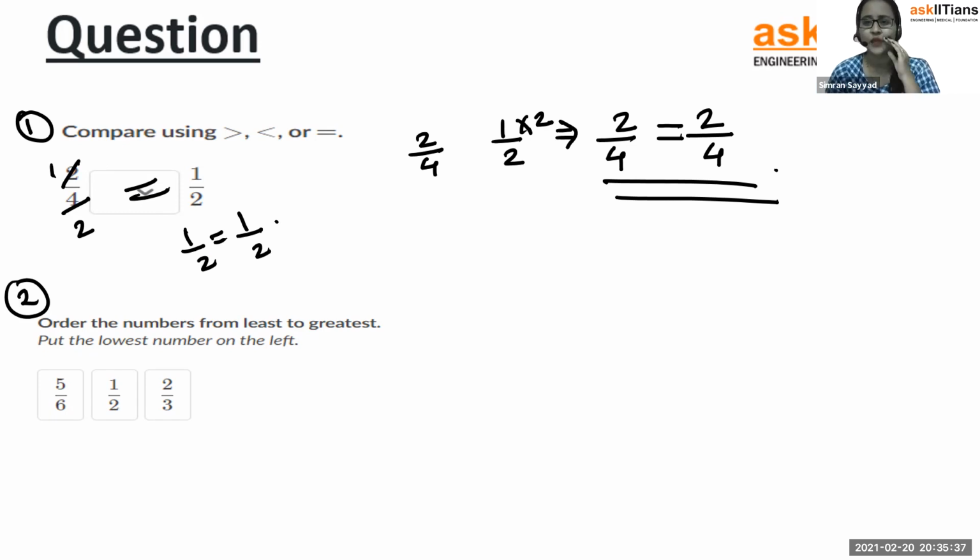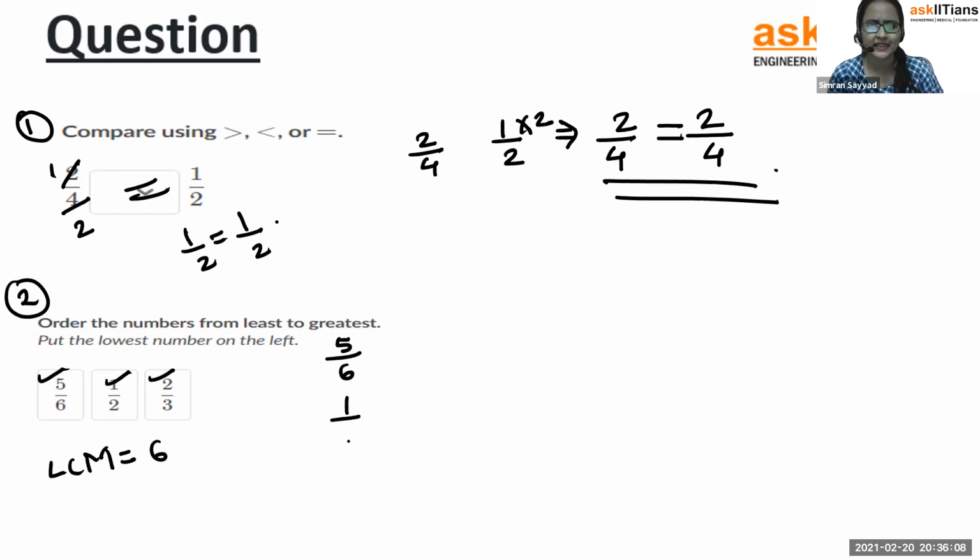Now another type of problem you will get based on comparison is ordering. Ordering is nothing but you compare the fractions and put them in some order, from least to greatest, ascending or descending. First of all, we have to convert them into like fractions. You have to make the denominators equal. I think the LCM over here will be 6, correct? So 5 by 6 remains as it is.